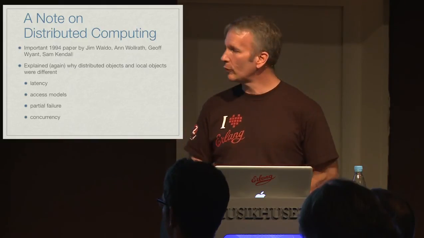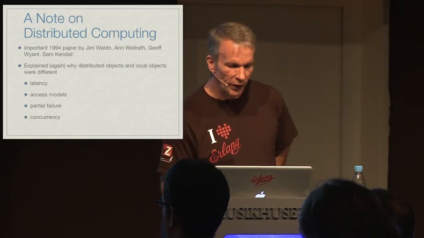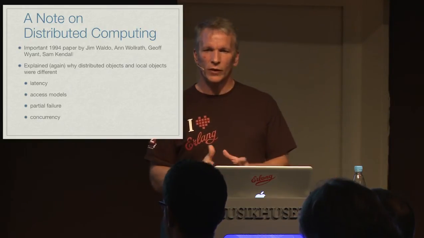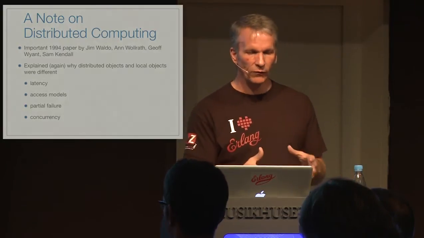And then Sam Kendall wrote this important paper in 1994, and it explained why distributed objects and local objects really can't be treated the same way. This was a bit of a backlash, because Jim had been involved in Corba, and he didn't like the way things were going up to that point. It started around 1990. They published the first spec in 91. This is 1994. Jim had been pushing for certain changes to Corba, but not really getting anywhere, so this paper was a reaction to that. It talked about differences between local and remote, such as latency. The access models: accessing a local object is quite different than accessing a distributed object. Partial failure, which is where you get net splits or part of your cluster fails, and how do you deal with that? Well, that doesn't really happen in the local case.